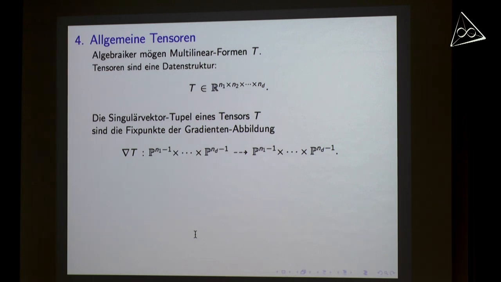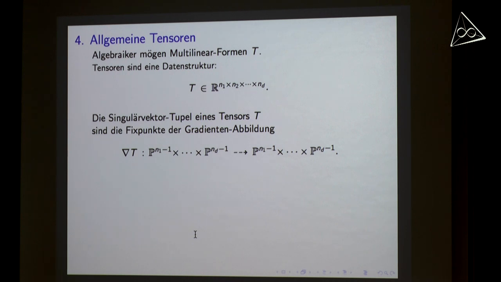You asked about general tensors. So now the fourth part of the lecture is about general tensors. So where are we at? We started the lecture with symmetric matrices. Then we spoke about rectangular matrices. Then we moved on to symmetric tensors. So now let's talk about general rectangular tensors.